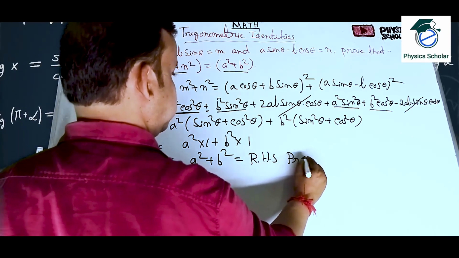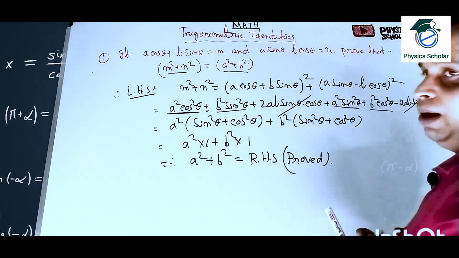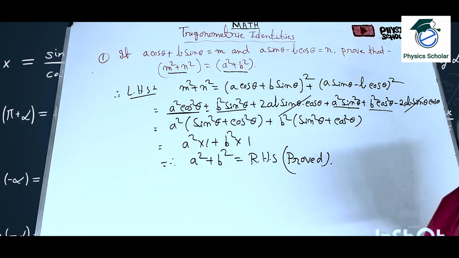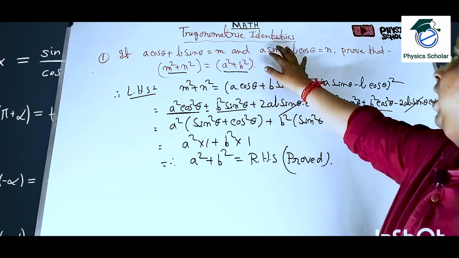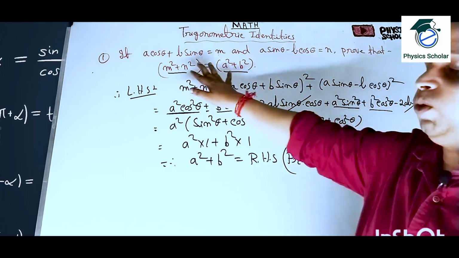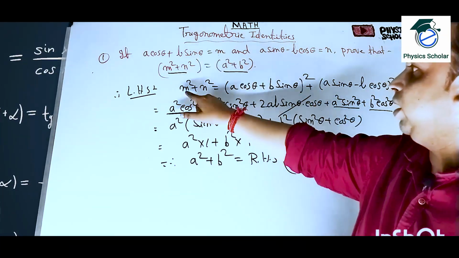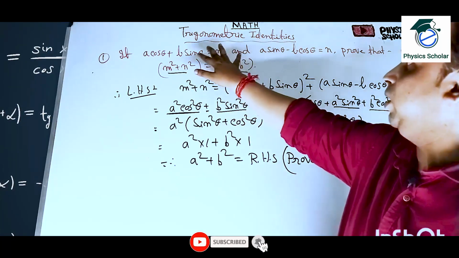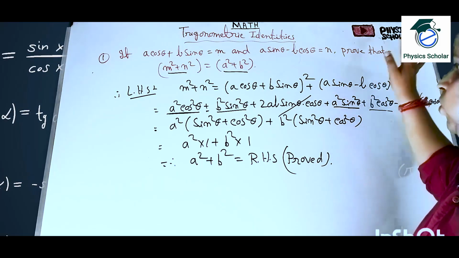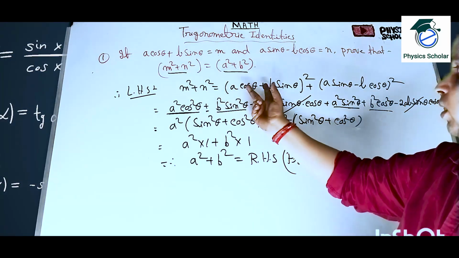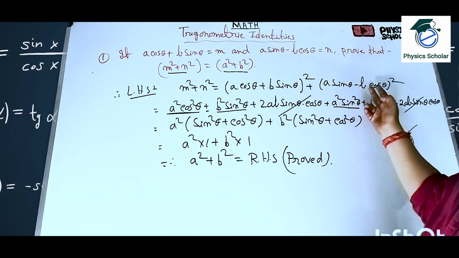Proved. So students, hope if this type of sum comes in the examination, you can easily do it. Here it is given a cos theta plus b sin theta is equal to m, and a sin theta minus b cos theta is equal to n. We have to prove m square plus n square is equal to a square plus b square. So we write the left hand side m square plus n square, putting the values of m and n, whole square. Now the simple formulas: a plus b whole square is a square plus b square plus 2ab, and a minus b whole square is a square plus b square minus 2ab.